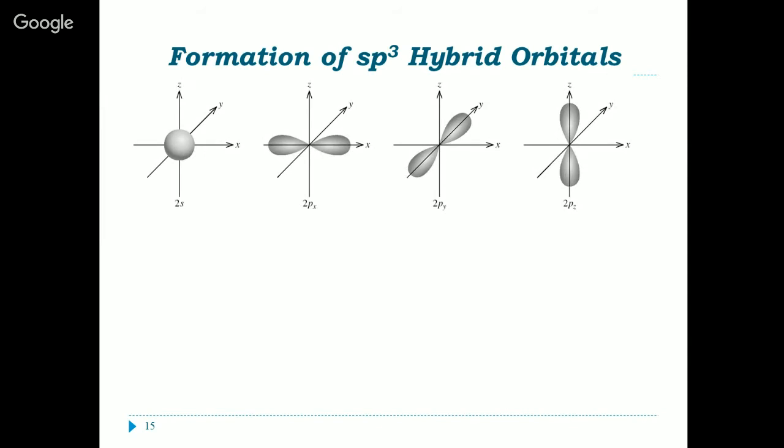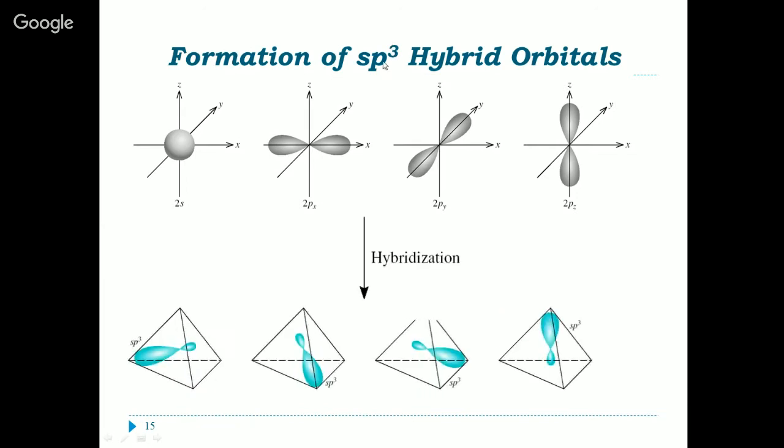So, formation of the sp3 hybrid orbitals. I take 1 s orbital and 3 p orbitals. So I count them, 1, 2, 3, 4, which is the same as 1, 2, 3, 4. I get 4 sp3 orbitals. So I notice now that I don't have this figure 8 shape that's as distinct. I've taken this and mixed it, and now I've got these 4 different hybrid orbitals that come off along the edges of a tetrahedron, or the corners of a tetrahedron.